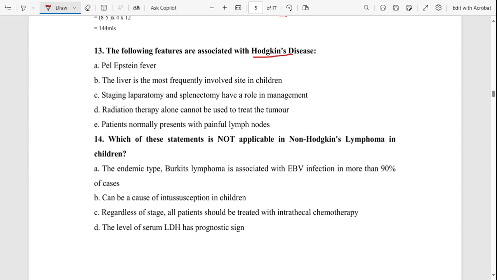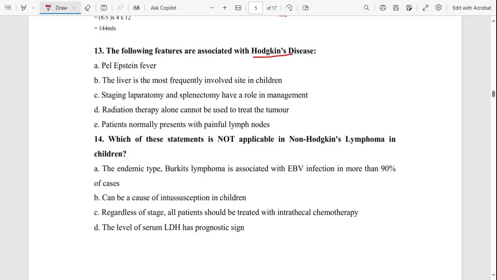It's a cancer, right? It's also known as Hodgkin's lymphoma. It's a cancer originating from the white cells, which are the lymphocytes. And the characteristic feature about the Hodgkin's lymphoma are the multinucleated B cells, which are known as the Reed-Sternberg cells.